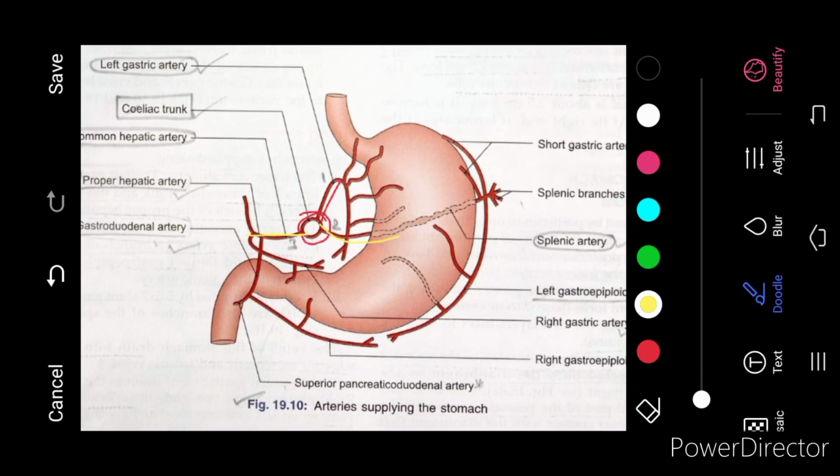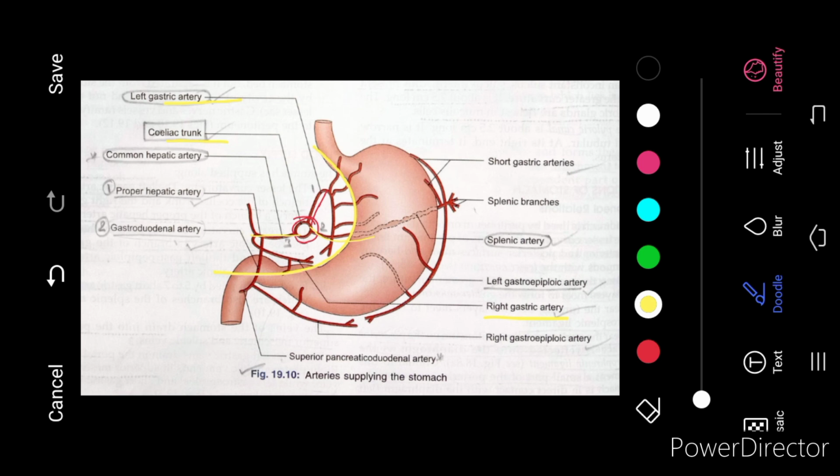So we have studied that the lesser curvature of the stomach is supplied by left gastric artery which is the branch of celiac trunk, and right gastric artery which is the branch of proper hepatic artery, and greater curvature of the stomach is supplied by left and right gastroepiploic artery. The left gastroepiploic artery is the branch of splenic artery, and the right gastroepiploic artery is the branch of gastroduodenal artery.